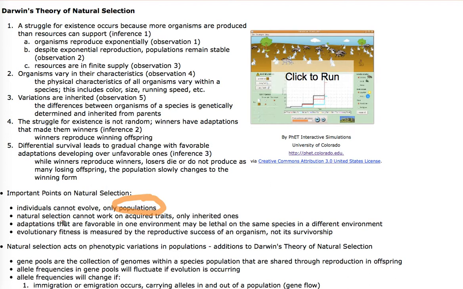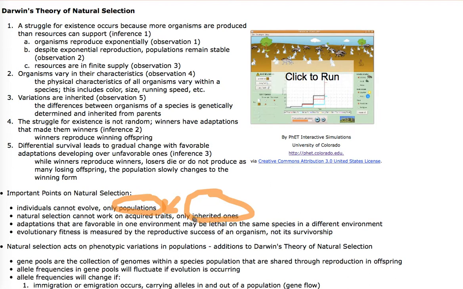Next, natural selection cannot work on acquired traits, only inherited ones. In other words, if you've developed a trait because maybe you had a car accident and now your arm is bent in a funny way, so you can now reach into a funny piece of machinery and repair things that no one else can, your kids cannot inherit that feature from you, and you cannot affect the evolution of the population with your oddly tool-like arm. So only inherited things can be a part of the story of evolution, not acquired traits. Next, adaptations that are favorable in one environment may actually be lethal on the same species in a different environment.